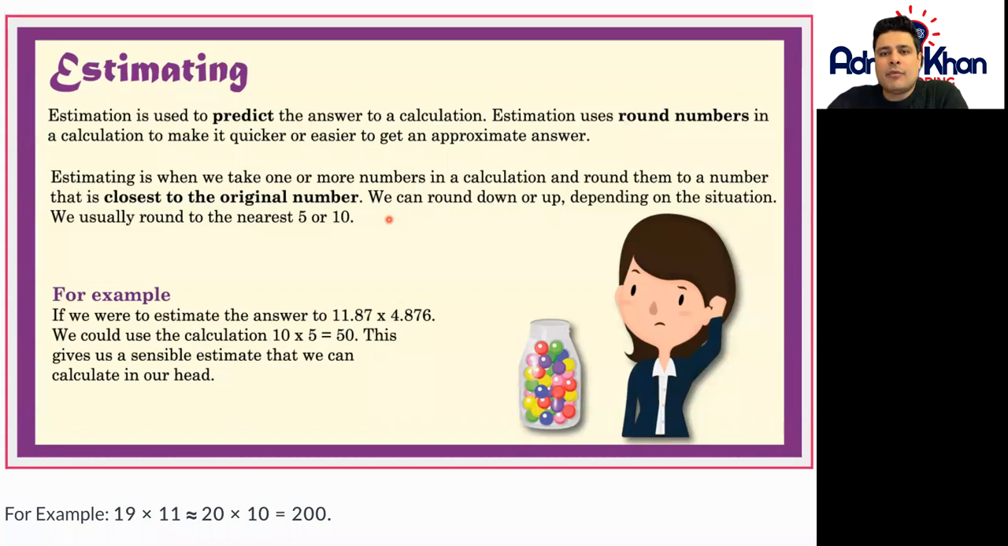For example, if we are estimating the answer to 11.87 times 4.876, sometimes it may not be easy for you to actually calculate this question, especially if you want to approximate and calculate very quickly. So we could use the calculation 10 times 5, and that gives us 50. So 11.87, we round it to the nearest ten, which gives us 10. 4.876, we can round it to the nearest 5, which gives us 5. This gives us a sensible estimate that we can then calculate in our heads. And this is exactly how estimation works.